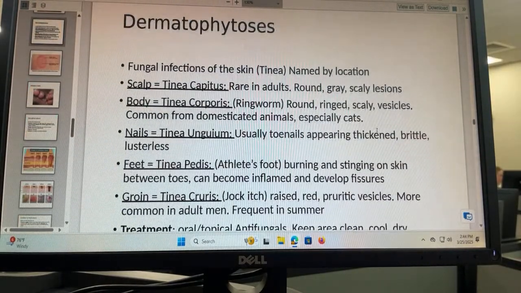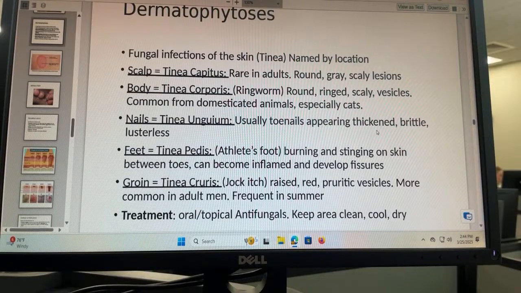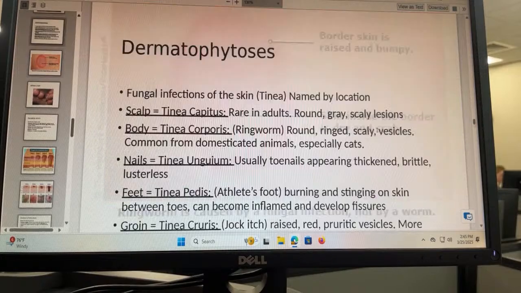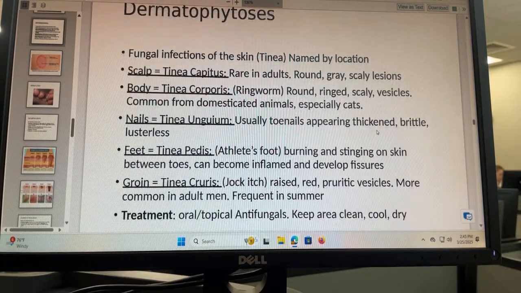Okay, the body. You may or may not have heard of ringworm. This is not actually caused by a worm. Many people think it is, but it's not. For some reason they call it ringworm, but it's the same fungal infection. These have round, ringed, scaly vesicles. It can be easily passed on from domesticated animals, especially cats. For what it's worth, I've had cats all my life and never had ringworm, so I don't know. Maybe the cats themselves have to be prone to getting it. But this is a picture of ringworm. You can see that the border is darker and bumpy, and the inside is dry and scaly. Then we've got Tinea unguium.